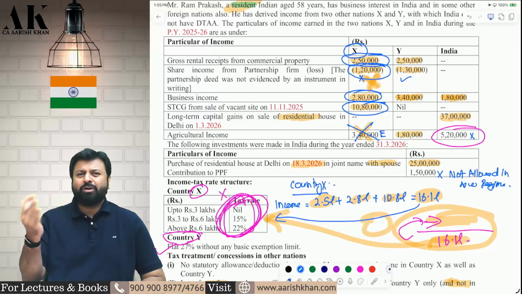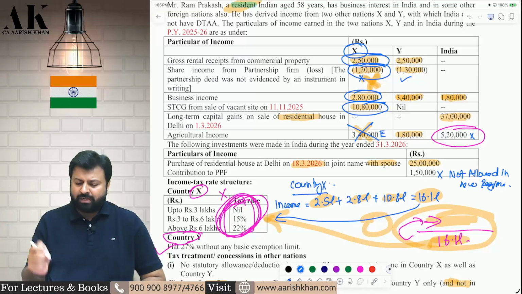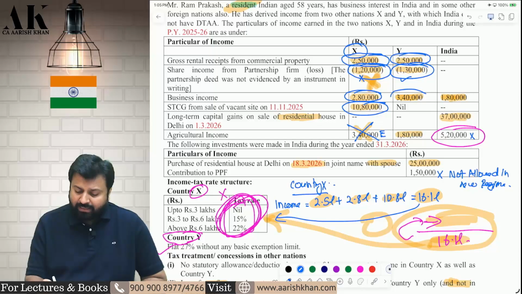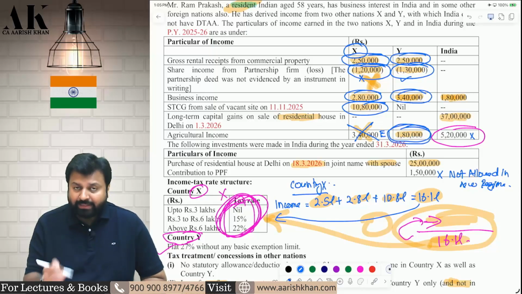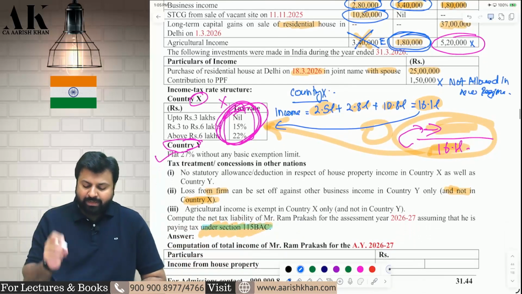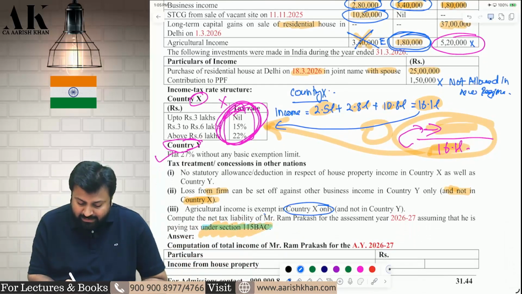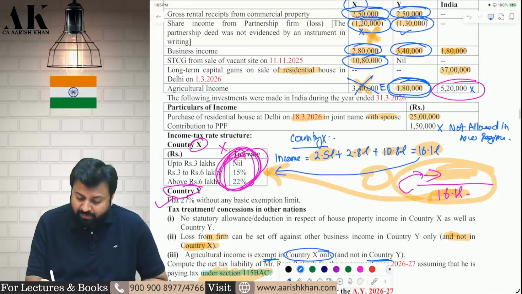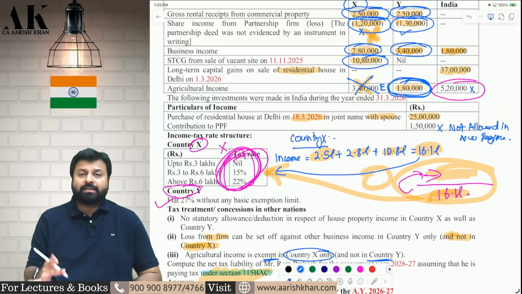Similarly, you compute the doubly taxed income in the same manner as you have been computing earlier. 2,50,000 minus 30% is the doubly taxed income, then 1,30,000. In country Y, agriculture income is taxable. Therefore, in country Y, this 1,80,000 is also doubly taxed income. In country X, only agriculture income is exempt. In country Y, it is taxable. Therefore, in country Y, this 1,80,000 is also doubly taxed income.